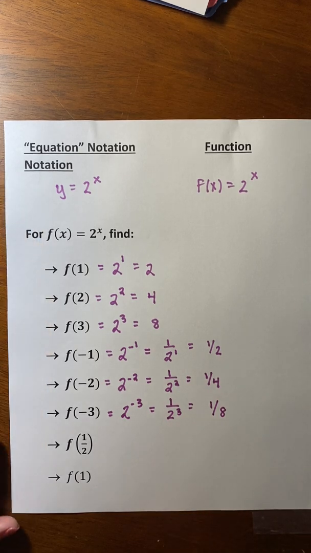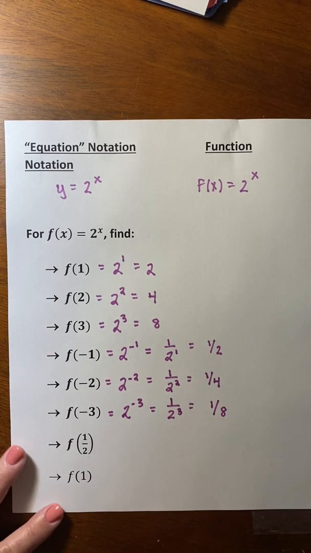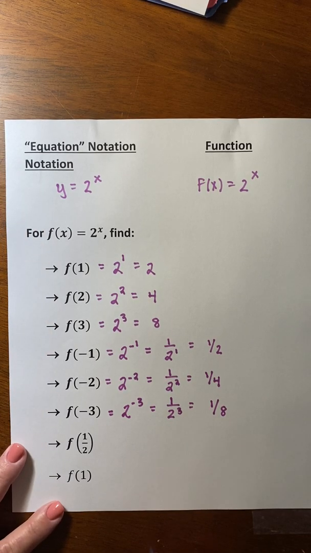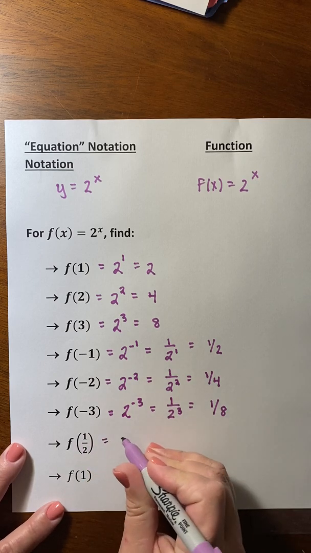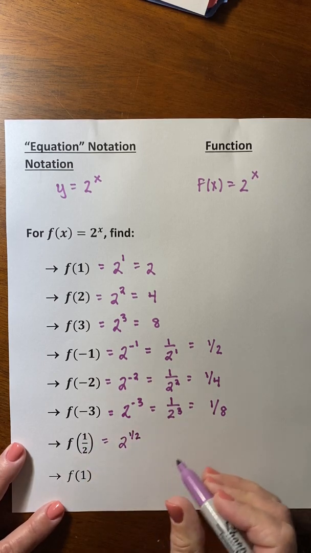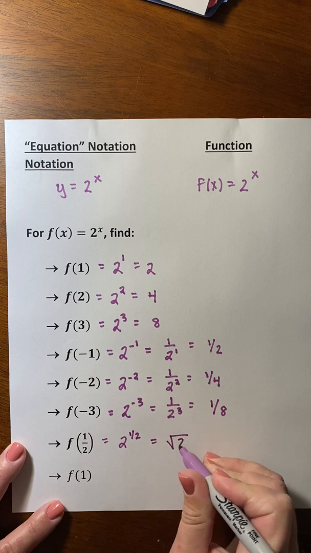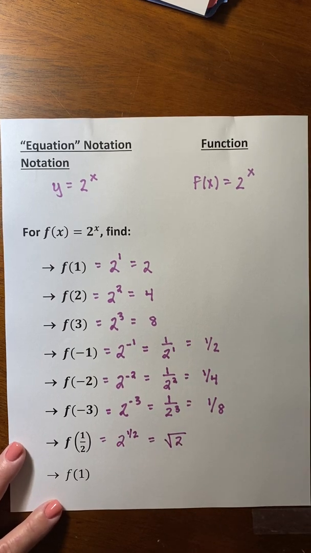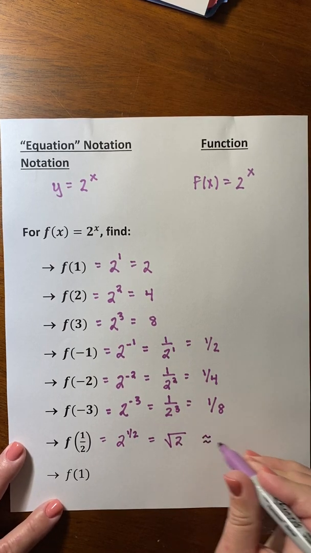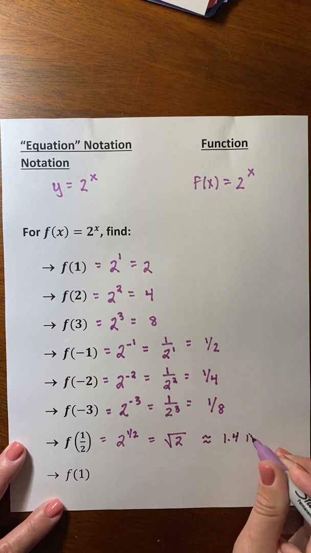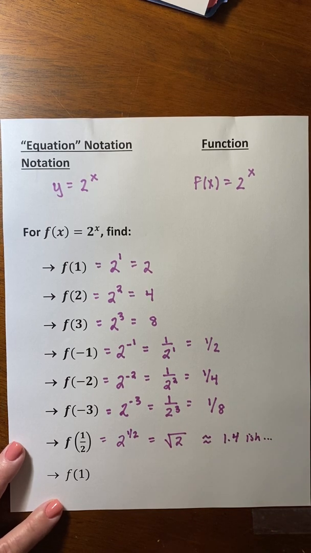Now be careful, our inputs for exponential functions can be anything, including fractions. So this would be 2 to the 1/2, and just remind yourself 2 to the 1/2 means the square root of 2. The square root of 2 is an irrational number, so we can approximate it to be about 1.4-ish, but it's an infinite non-repeating decimal.